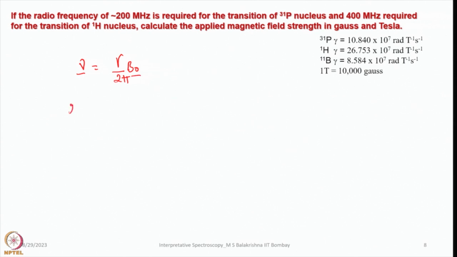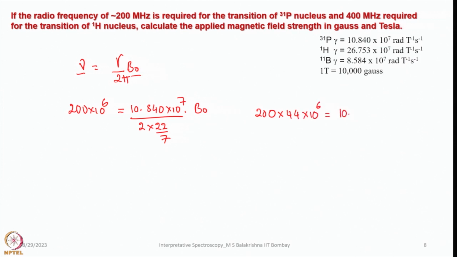So, this is 200. 200 megahertz can be converted into 200 into 10 raised to 6 hertz. So, this equals phosphorus gyromagnetic ratio is given here, 10.840 into 10 raised to 7 into B naught, and now again 2 into 22 by 7. So, on simplifying this one, it will become 200 into 22 into 44 into 10 raised to 6 equals 10.840 into 7 into 10 raised to 7 B naught.